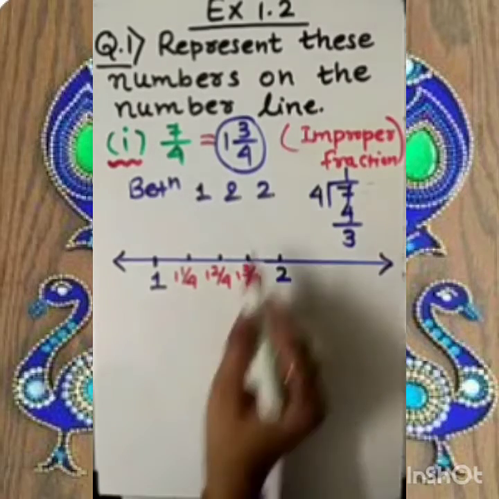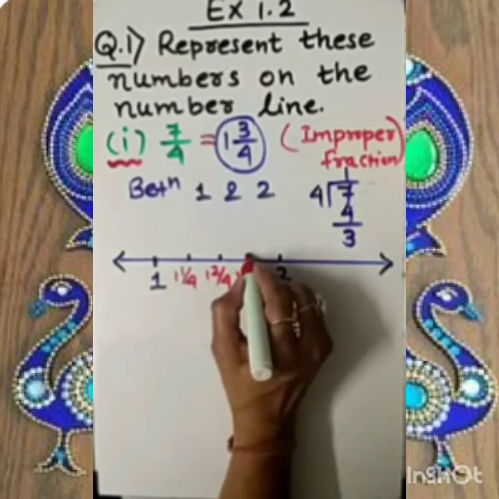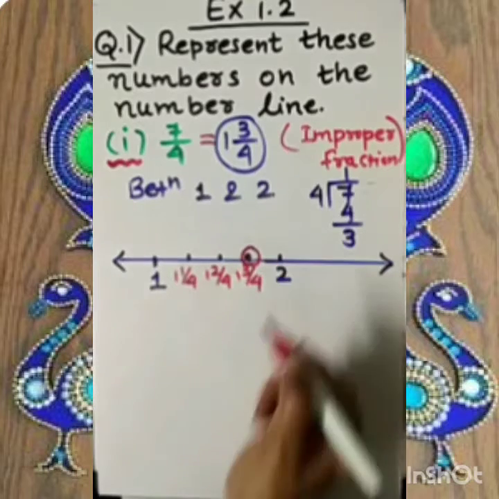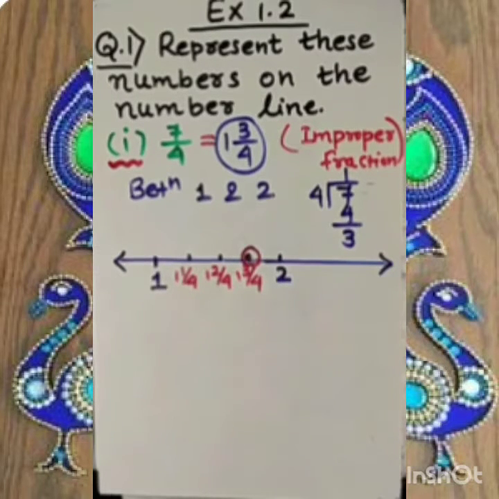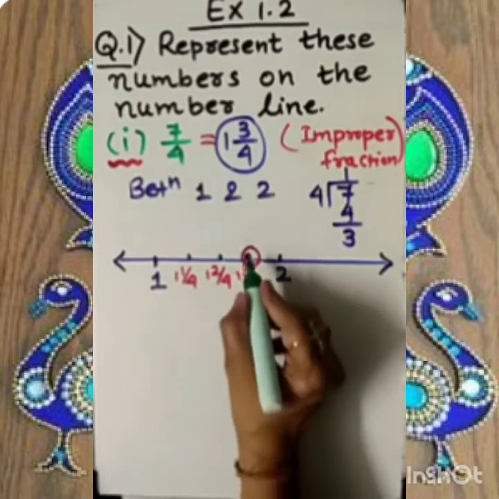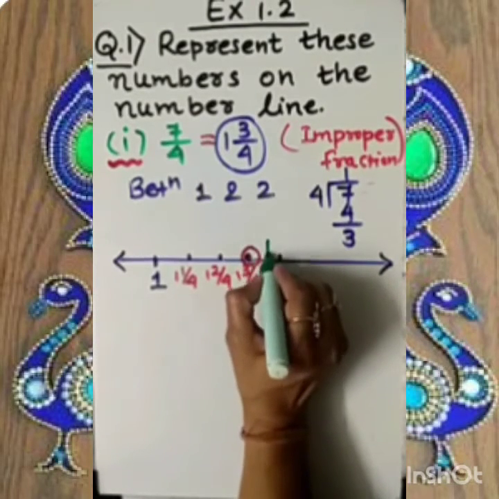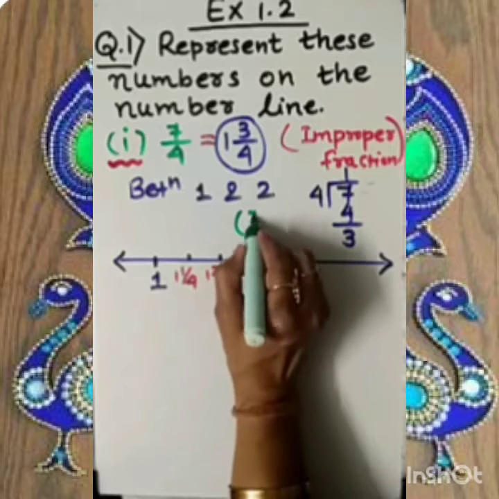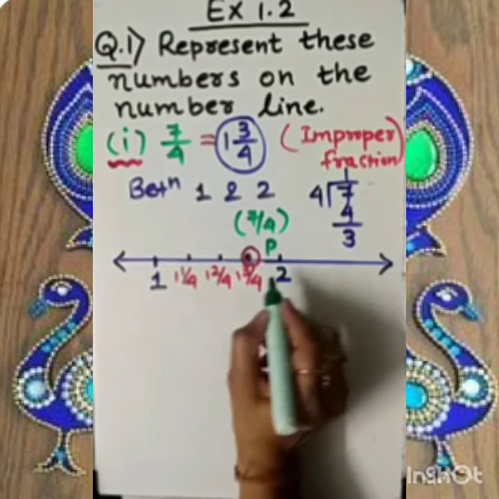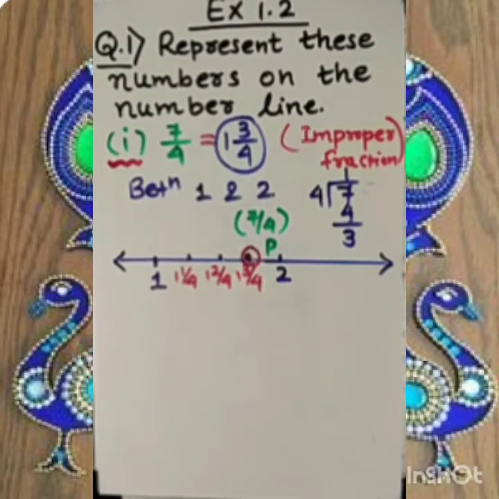Fine. So the location of the point is this. Finally we need to write, let me call this point P. Suppose I am considering point P, and this point P indicates 7 by 4. So this is the location of the point on a number line. How to locate rational numbers on a number line.